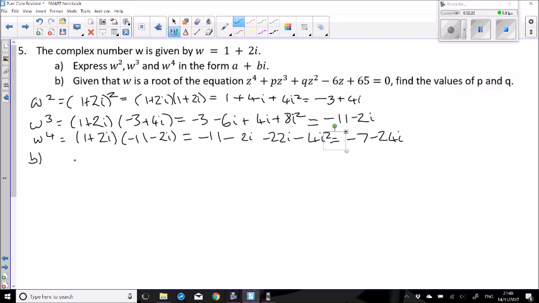Right, second part. So we know that w is a root of this equation. Now that means therefore it must fulfill that equation. Now helpfully you'll notice we've got to do our root to the power of 4, our root cubed, our root squared, etc., which we've already worked out in part A. So if I'm going to put w into that equation, we're going to get w to the 4 plus p w cubed plus q w squared minus 6w plus 65 equals 0.